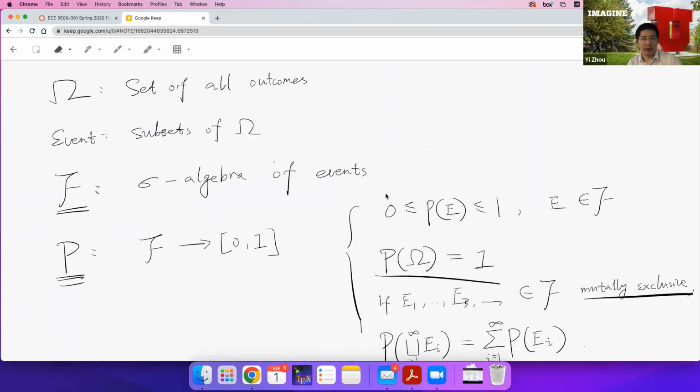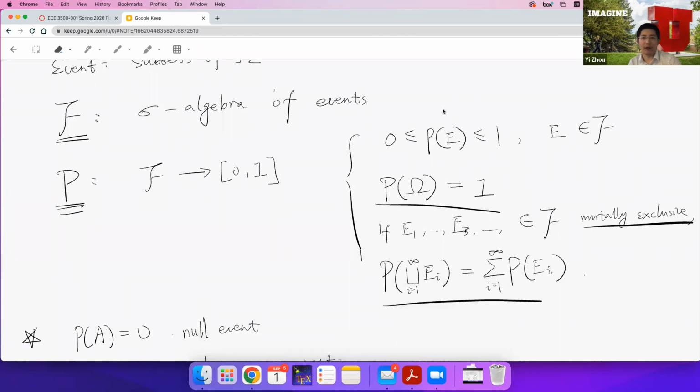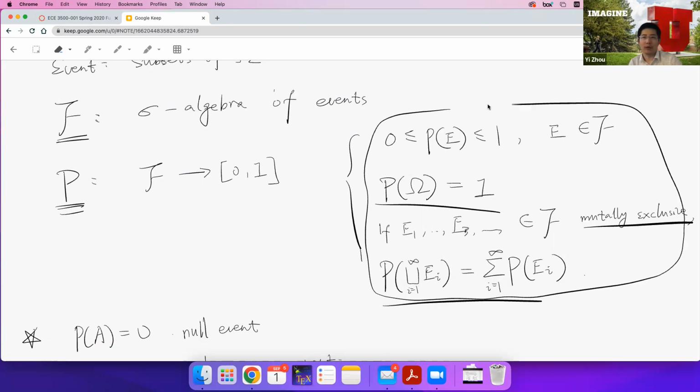If we go back, these are these 3 points. These are the axioms, the 3 axioms of the probability law in modern probability theory. Right? And these 3 axioms can imply many important properties that we are going to use.